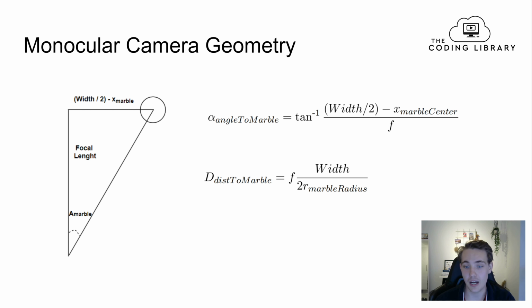So with this information, we can calculate the distance towards the marble with this formula over here. We take the half width of the image frame, and down here we have the radius of the marble, and then we multiply that with the focal length, and that will be the estimate of our distance to the detected marble in the camera frame.